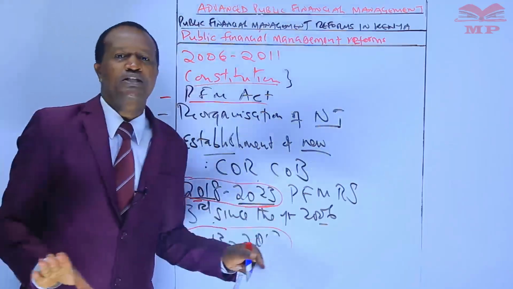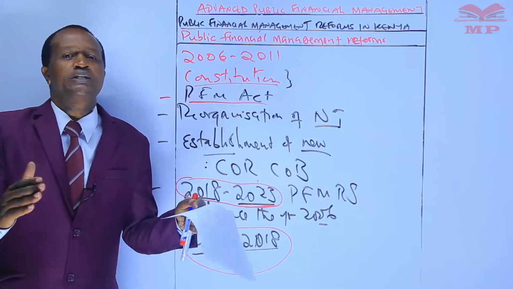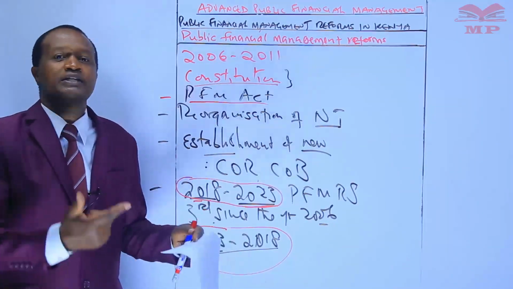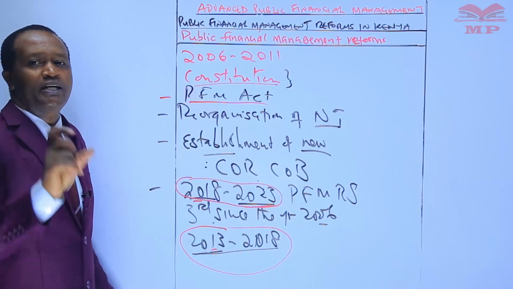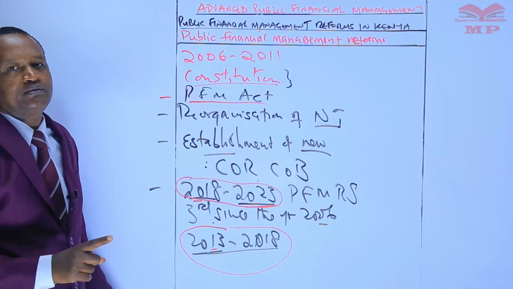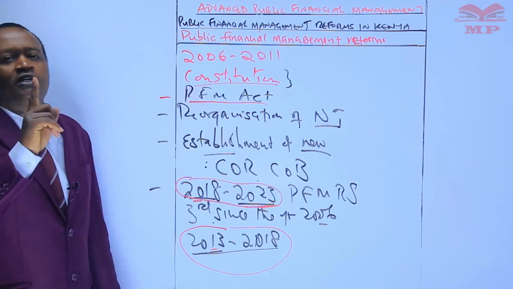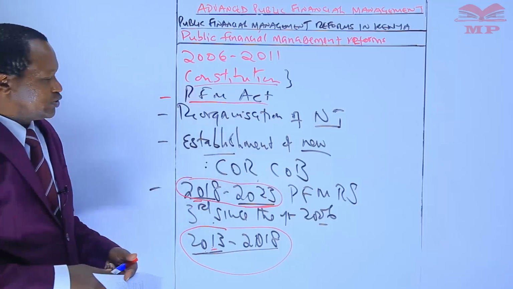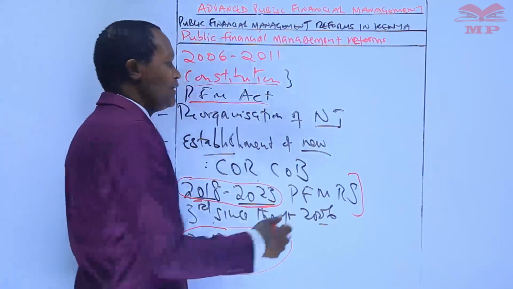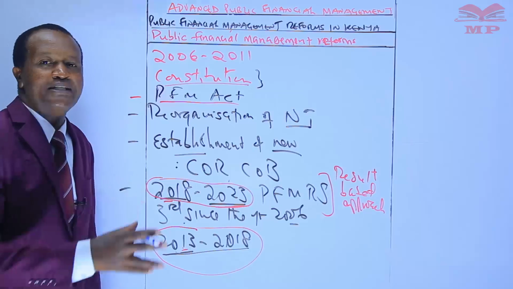But candidates, the overall objective of the 2018 to 2023 strategy is to deepen the reforms in order to promote transparency, accountability, equity, fiscal discipline, and efficiency in managing and using public resources for improving service delivery and economic development. And as an innovation from the previous strategies, the 2018 to 2023 strategy has adopted what we call a result-oriented approach, a result-based approach. The current strategy is based on the result-based approach.